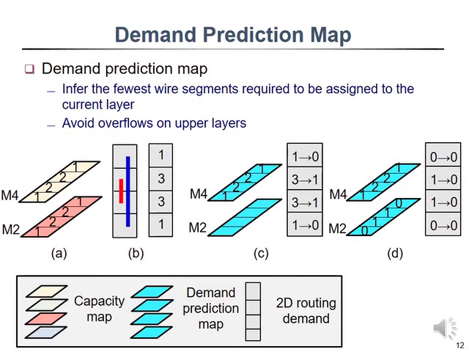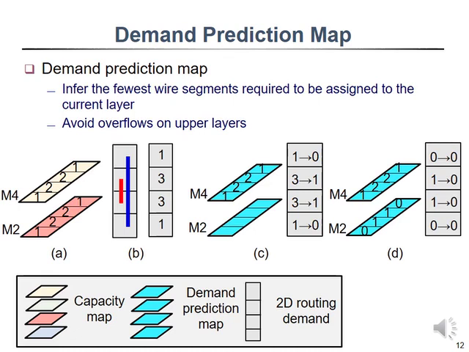Based on the capacity map, we propose an innovative demand prediction map. This map can guide us to find segments that should have higher priority to be assigned during the following process, and this demand prediction map can effectively reduce overflows. The idea is to infer the fewest wire segments that are required to be assigned to the current layer.